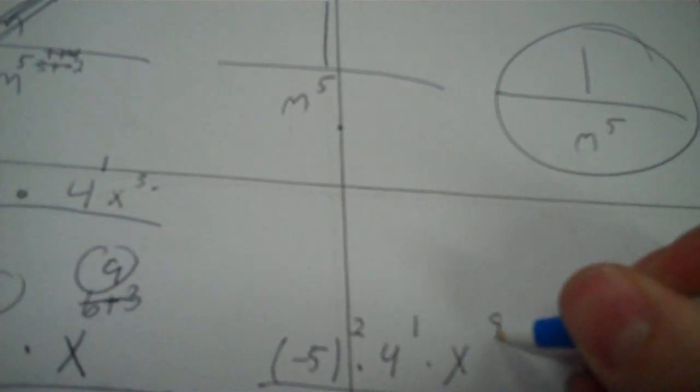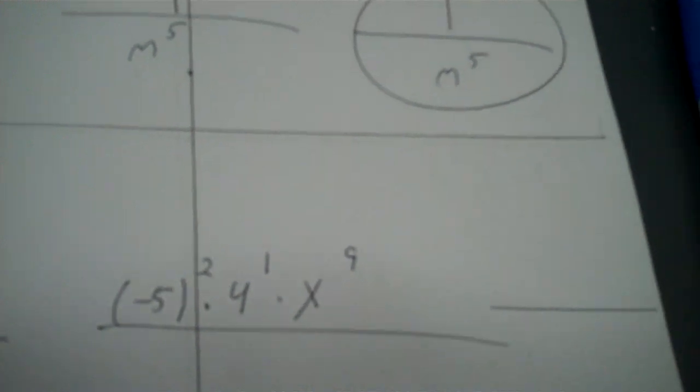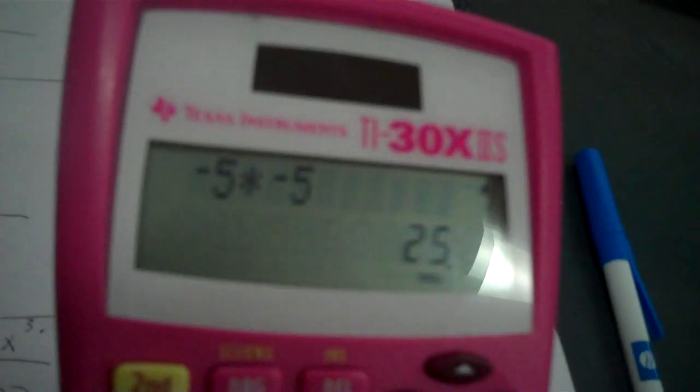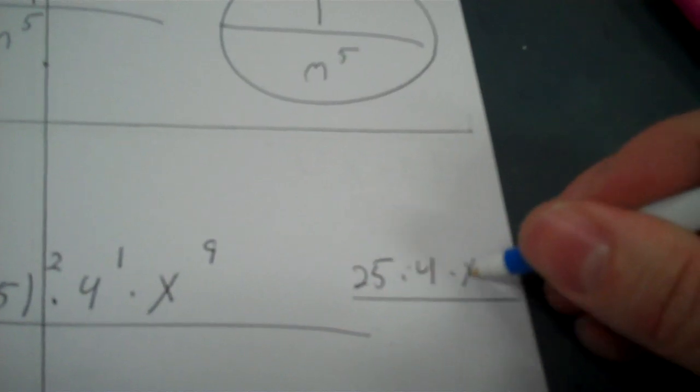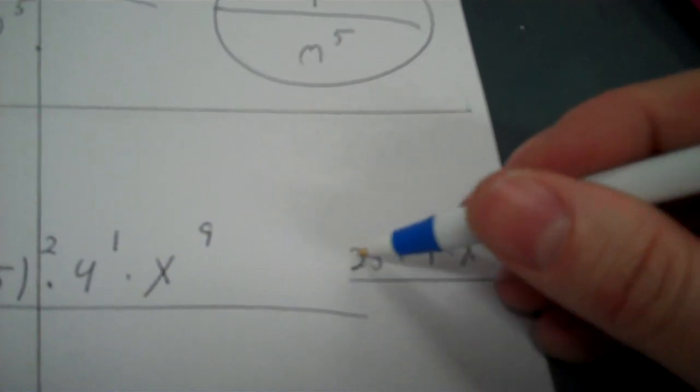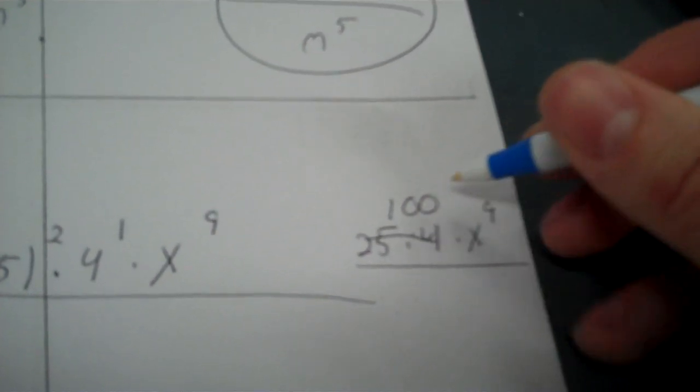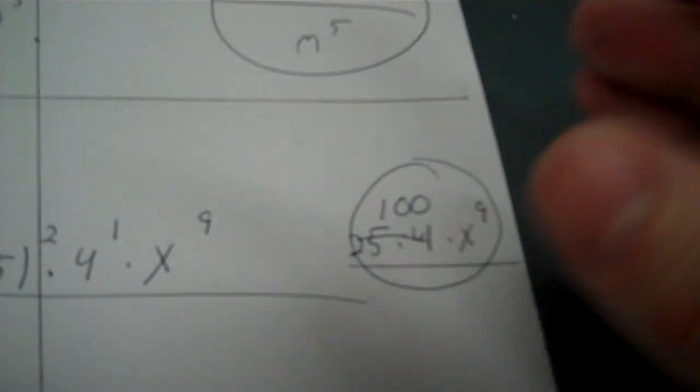Okay. So -5 times itself, you can evaluate that. That's 25. 4 to the first is 4, and then x to the 9th. Okay. 25 times 4 is 100. So 100 times x to the 9th is simplified.